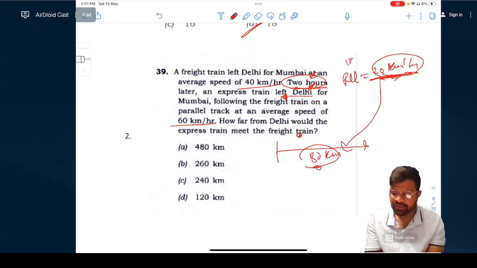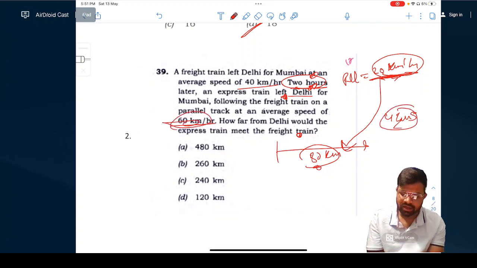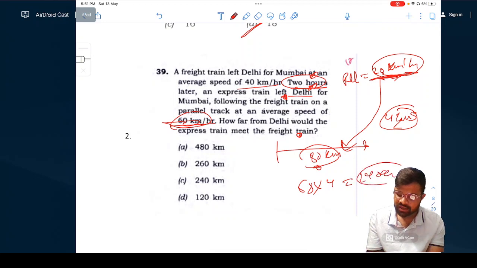How much time will it take? 4 hours it will take. And in 4 hours with the speed of 60 kilometer per hour, how much distance will it cover itself? 60 into 4, it will be 240 kilometer. This is by the relative speed concept.